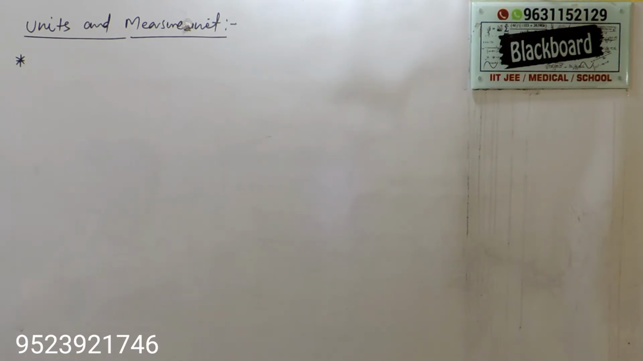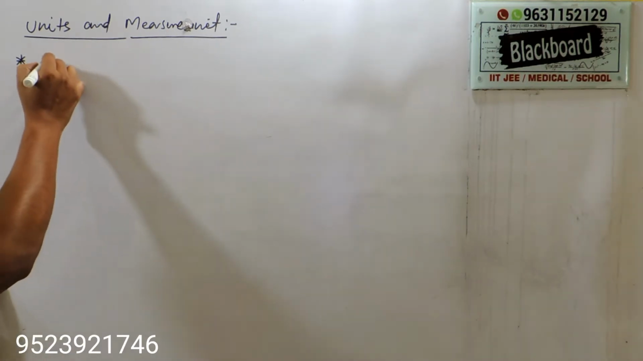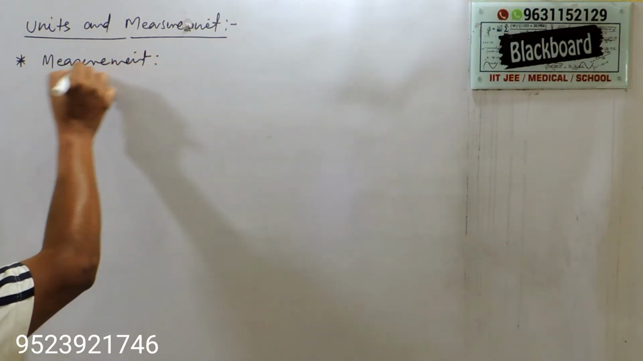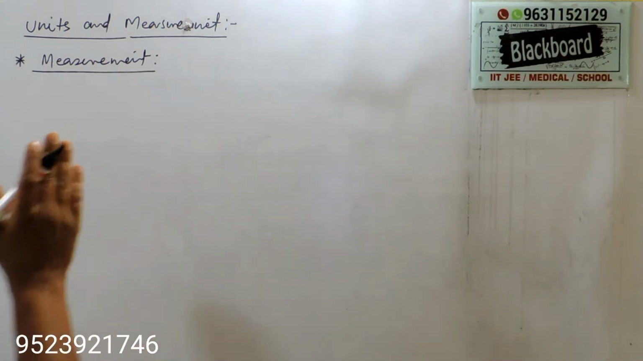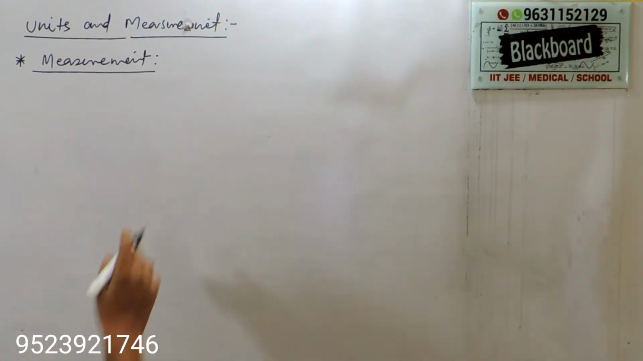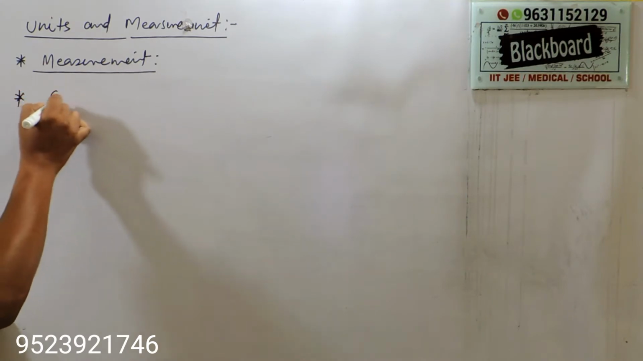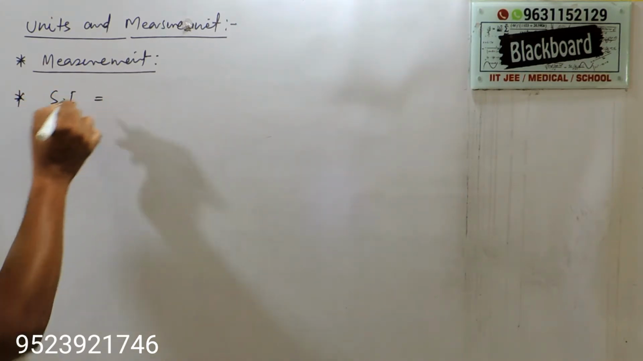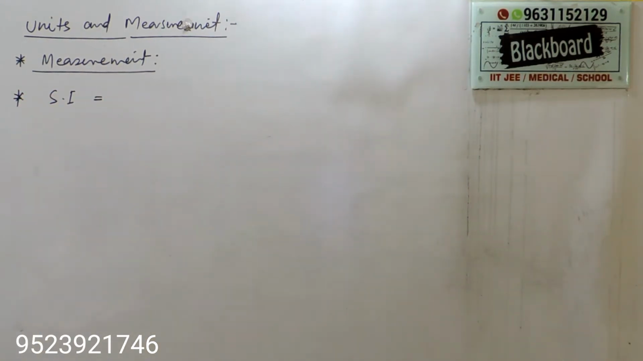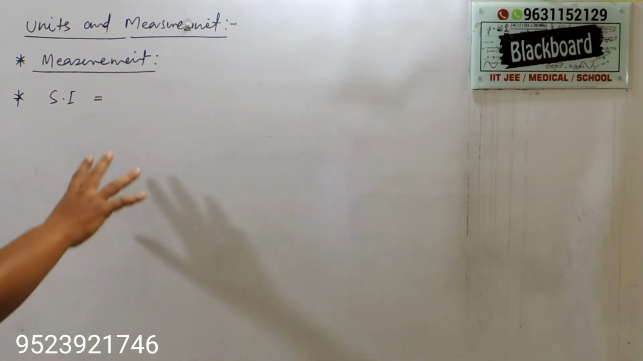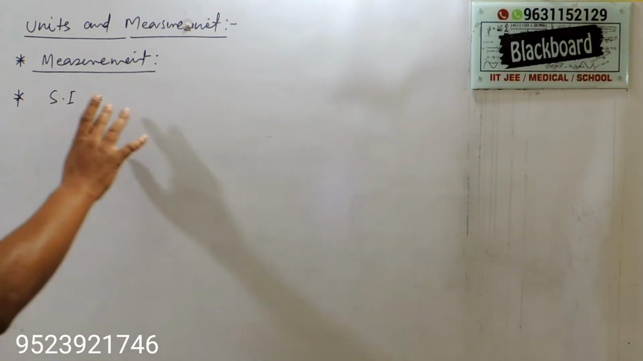Measurement, what is measurement? The comparison of any physical quantity with its standard unit is called measurement. International system of units, that means SI system. The system of units contains 7 fundamental units and 2 supplementary units.